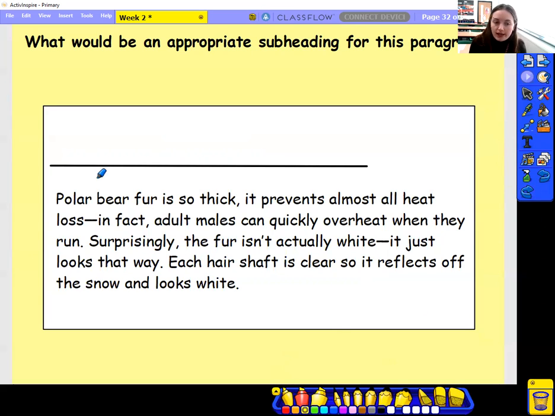Okay, I'm going to read through it again and I'm going to highlight that key information, what this paragraph is telling us about. Okay, you can write the words down whilst we're reading if you want to. Polar bear fur is so thick it prevents almost all heat loss. In fact, adult males can quickly overheat when they run. Surprisingly, the fur isn't actually white, it just looks that way. Each hair shaft is clear, so it reflects off the snow and looks white.